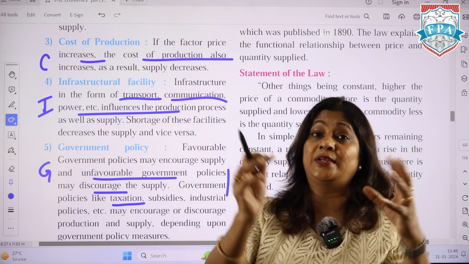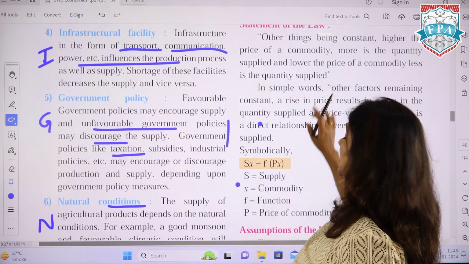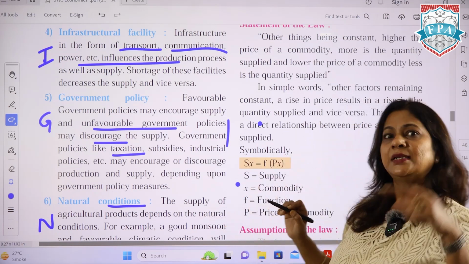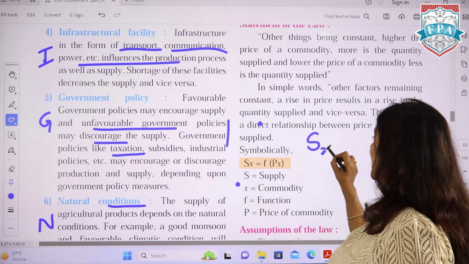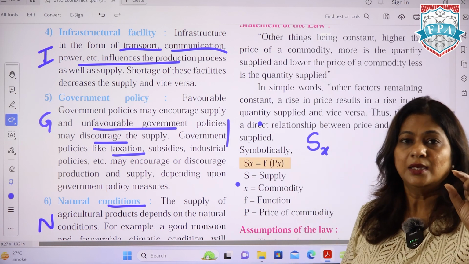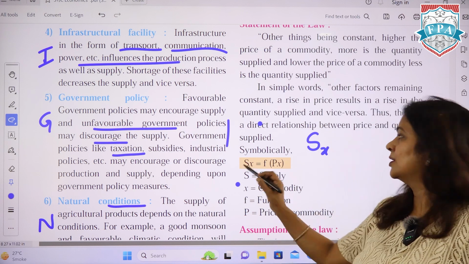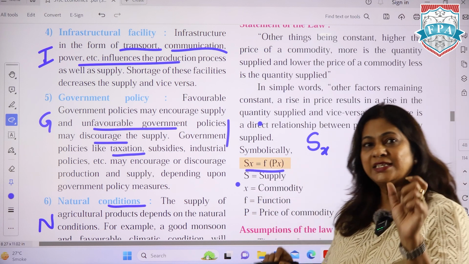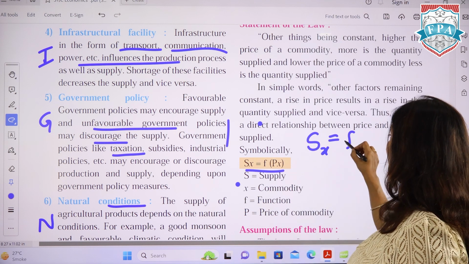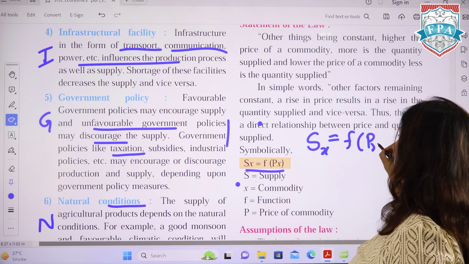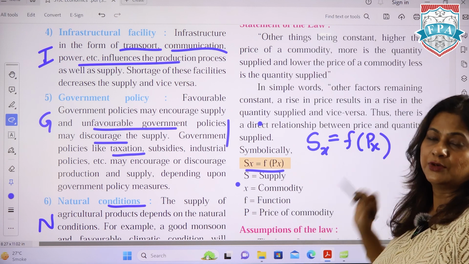Now, you have looked at all the factors which are affecting supply. But again, the most important factor still remains the price. So, as we did the law of demand, similarly here there will be the law of supply. X will be your commodity. Whenever you write the law of supply for 2 marks, please do write this: X is the commodity, so the supply of that commodity is a function of the price of that commodity.